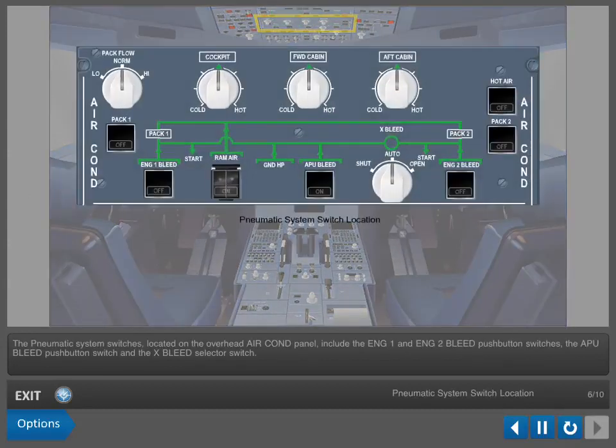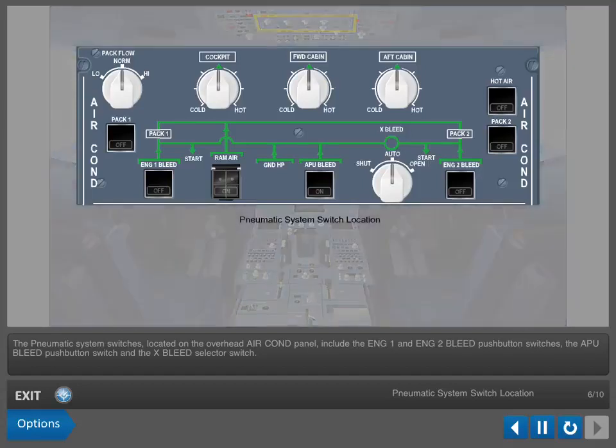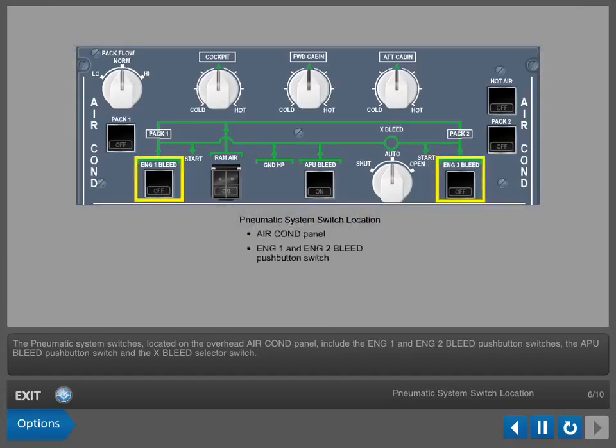The pneumatic system switches, located on the overhead air conditioning panel, include the Engine 1 and Engine 2 bleed push-button switches, the APU bleed push-button switch, and the cross-bleed selector switch.